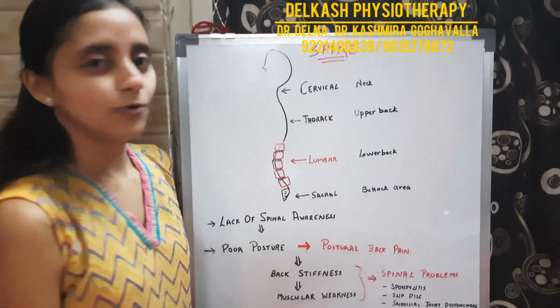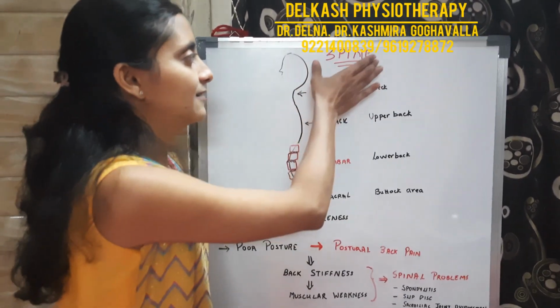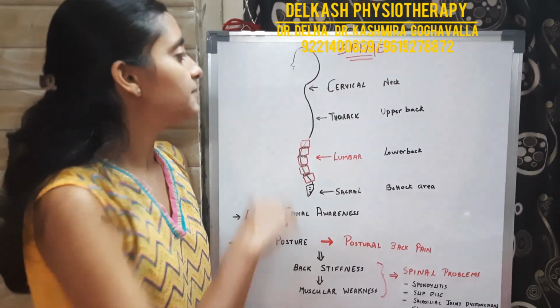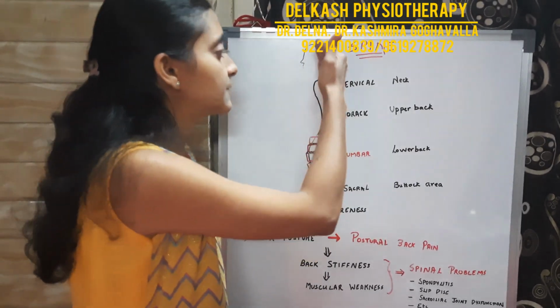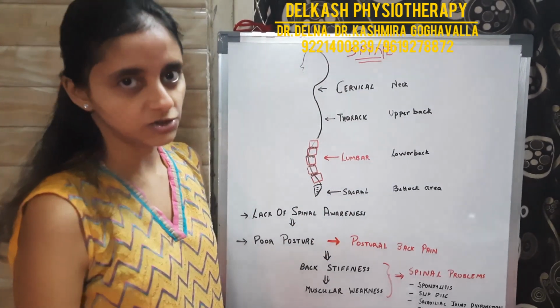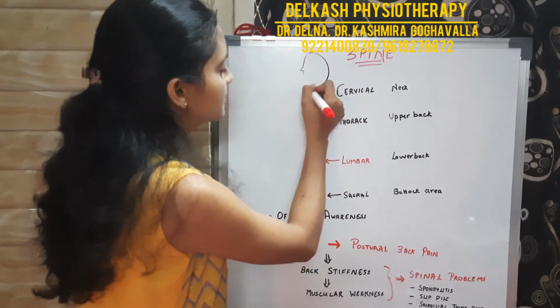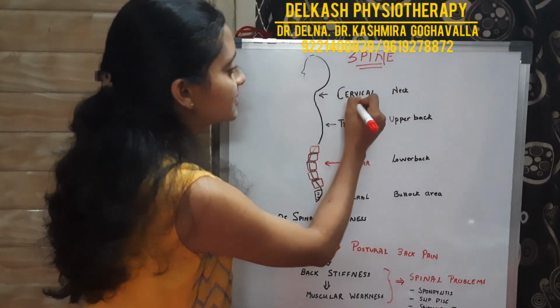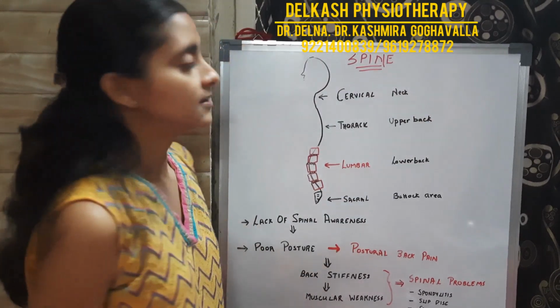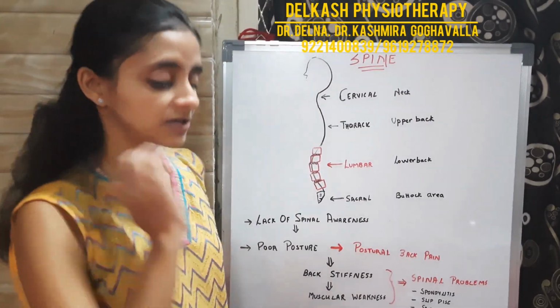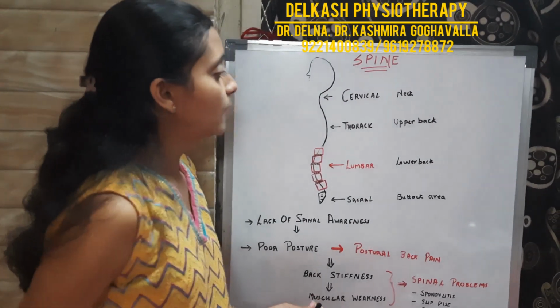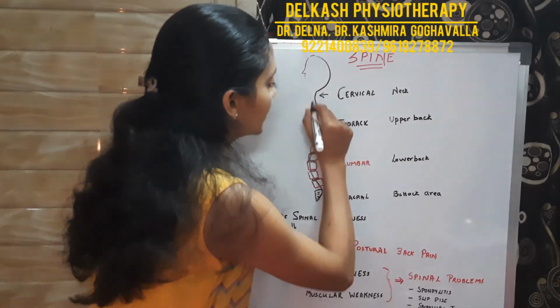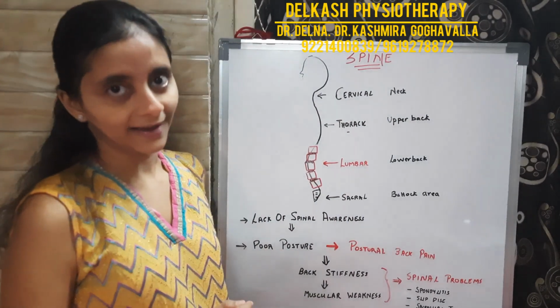Okay. So firstly, our spine, which is the backbone, is made up of small vertebral bones, right? And the spine is divided into various regions. The upper region, which is near your neck, is known as the cervical region, which is the region of your neck. Then lower down you have your thoracic region, that is the area of your upper back.